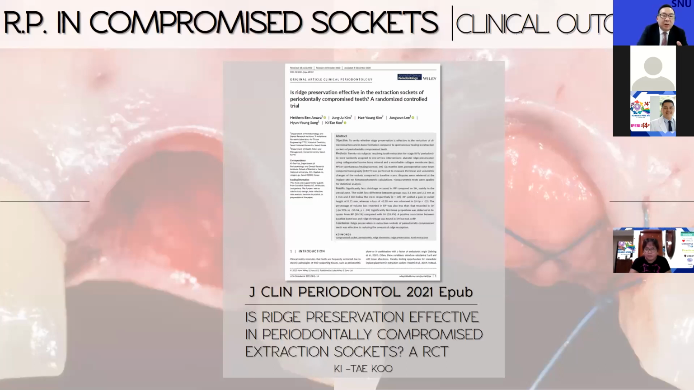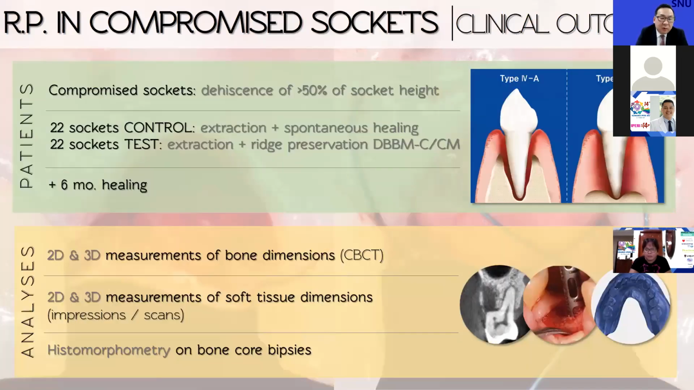I just wanted to explain that in this study, we only included compromised extraction sockets. That includes defects of greater than 50% of socket heights. In the test group, they received extraction plus ridge preservation with DBBMC and a collagen membrane. The control group received nothing, so extraction and spontaneous healing.